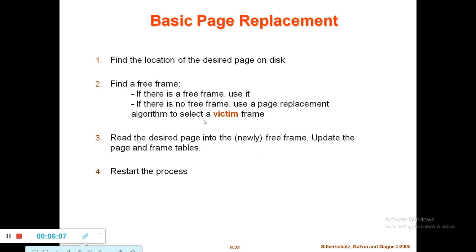Now the question is how to decide which is the victim page. We are going to discuss that in the later algorithms, that is FIFO, LRU and optimal page replacement algorithms. Now, read the desired page into the newly freed frame. Once you have identified the victim page or frame, that page will be swapped out into the backing store and you make a free frame. Then you read the desired page into the new frame, and update the page and frame tables.